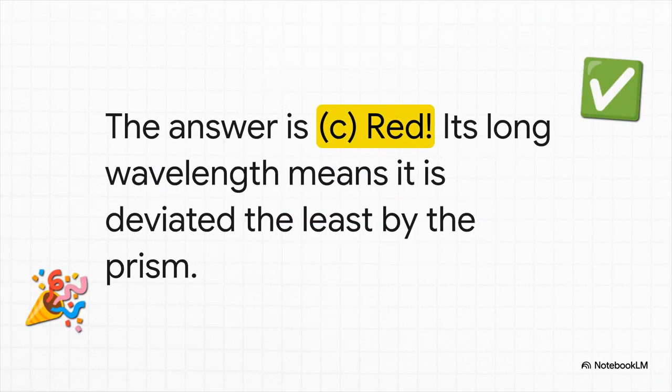And the answer is C, red. If you got that, awesome. Because red light has the longest wavelength in the visible spectrum, it gets deviated the least as it goes through the prism. It's violet, with its super short wavelength, that bends the most.